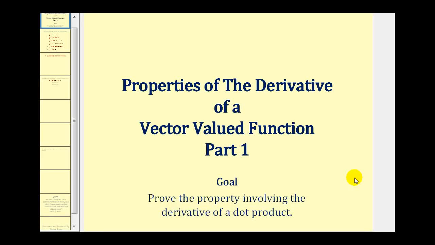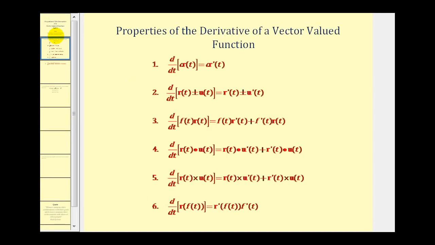Welcome to our review of the properties of the derivative of vector-valued functions, part 1. In this video we'll take a look at proving the property involving the derivative of a dot product. So here are the 6 properties of the derivative of a vector-valued function we're going to take a look at.